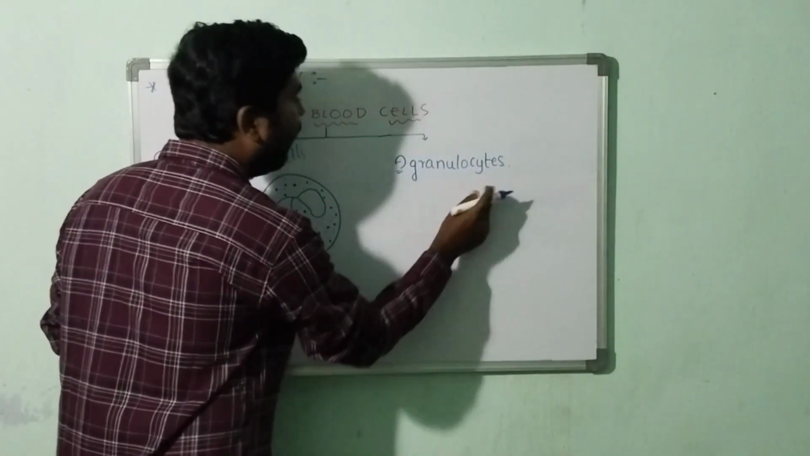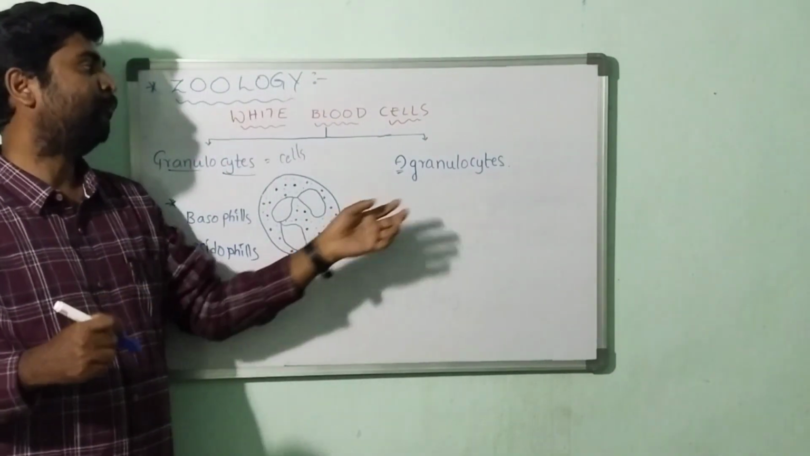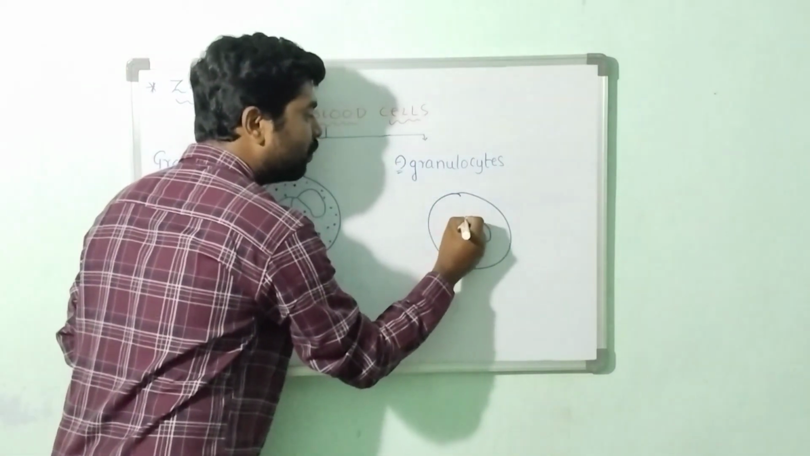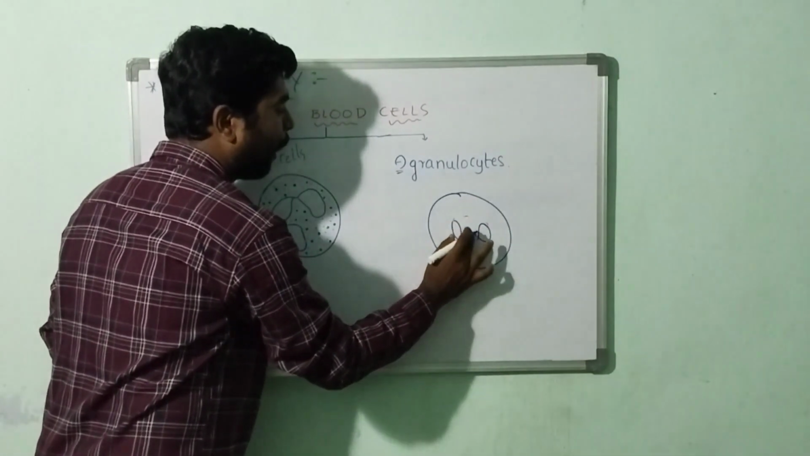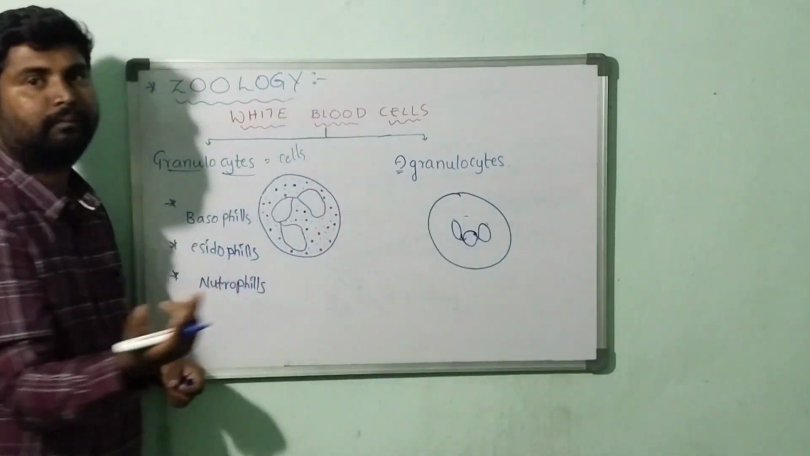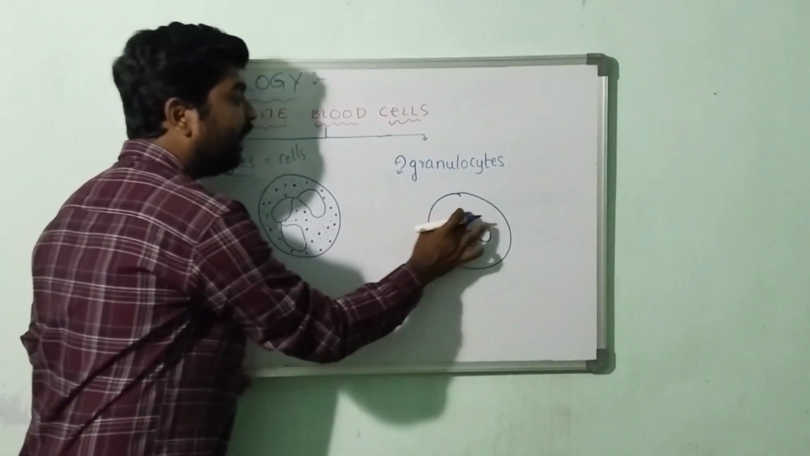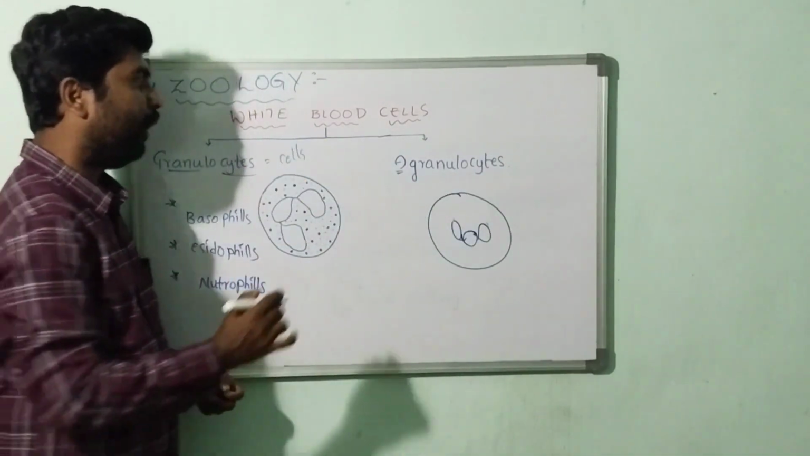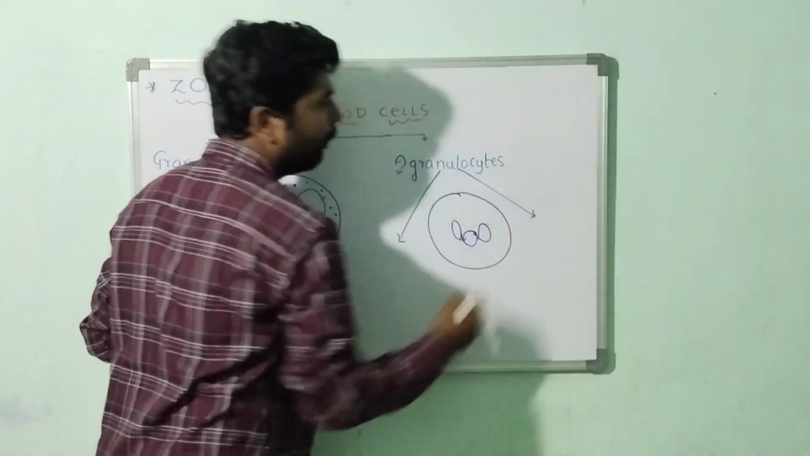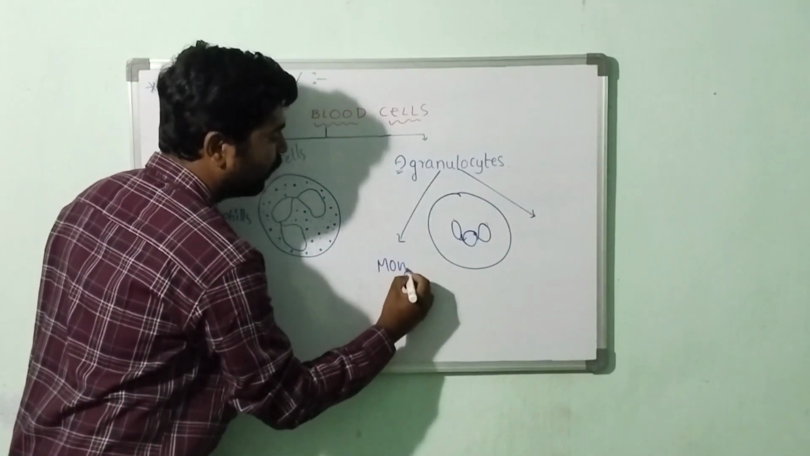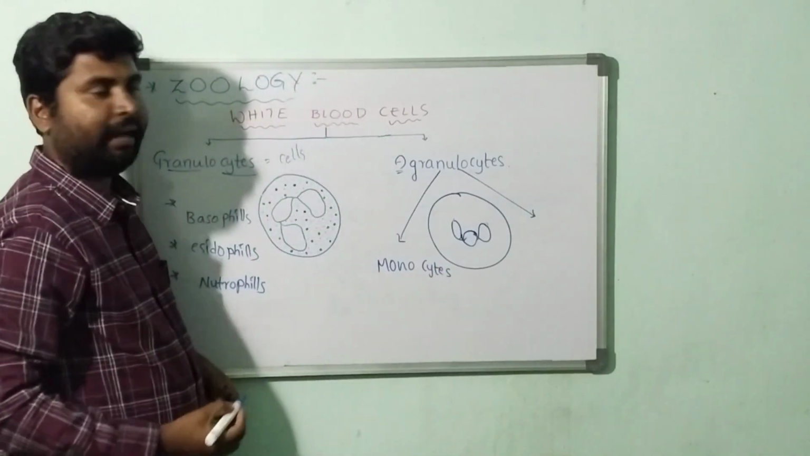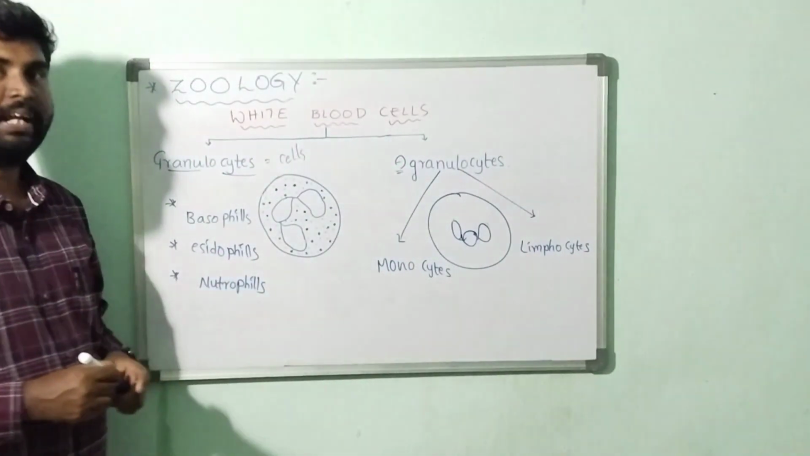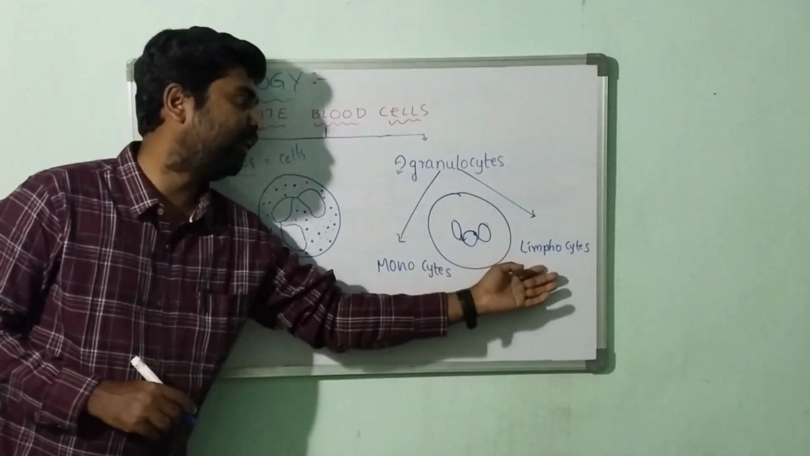Coming to the agranulocytes, you have to observe clearly here. Agranulocytes are WBC having a nucleus with one or two lobes, or one lobe. The nucleus is present in agranulocytes also, but in the cytoplasm there are no enzymatic granules. That's why we call them agranulocytes. Agranulocytes are also two types: one is monocytes and another one is lymphocytes.